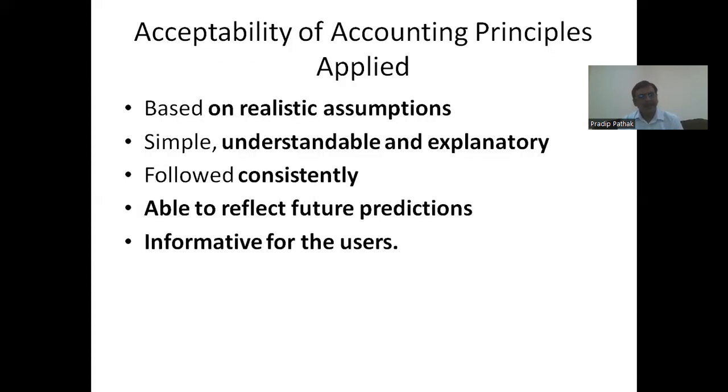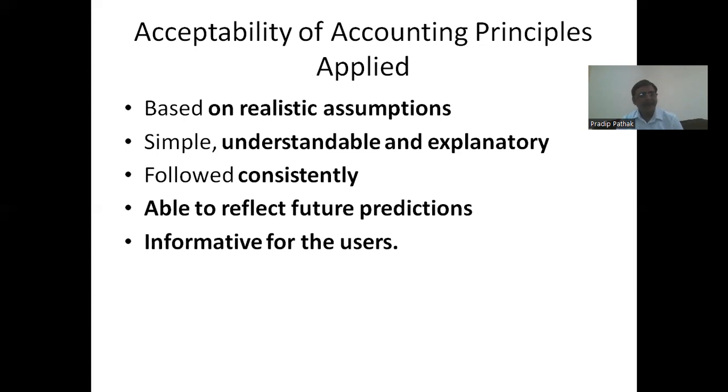So the point is how the accounting principles could be made more acceptable. If these accounting principles are based on realistic assumptions, which is happening in the world today during the original operations, they're also supposed to be simple, understandable, and explanatory. So the moment you see a statement, you must be able to understand what exactly the statement is telling. It must be followed with consistency. So wherever you are following the accounting principles, you must be consistent. So if you are following a certain pattern, you should be consistent in the next year also with the same pattern.